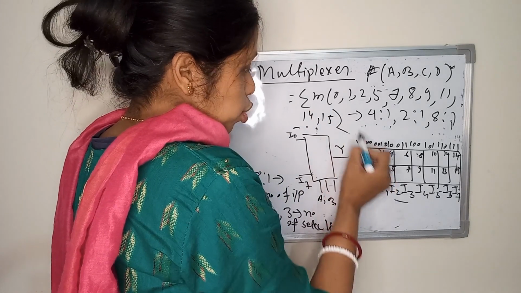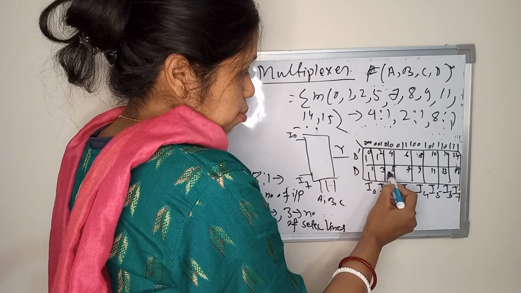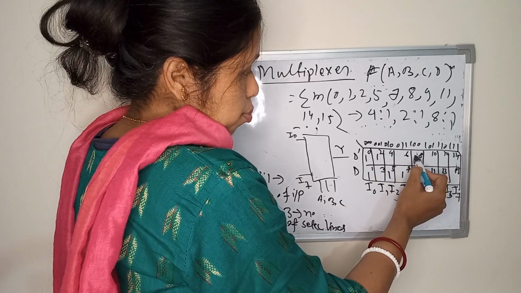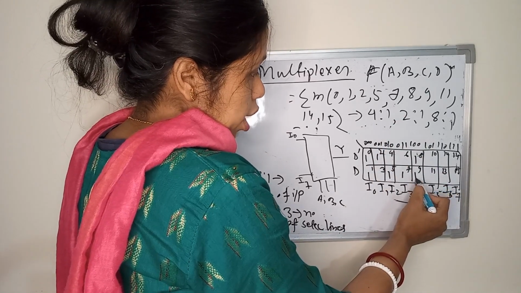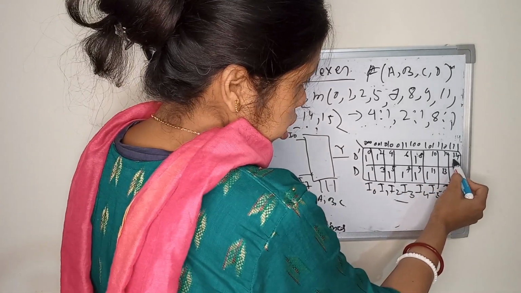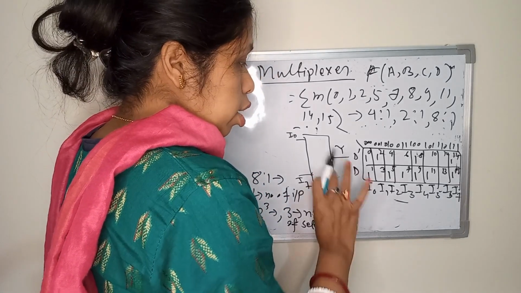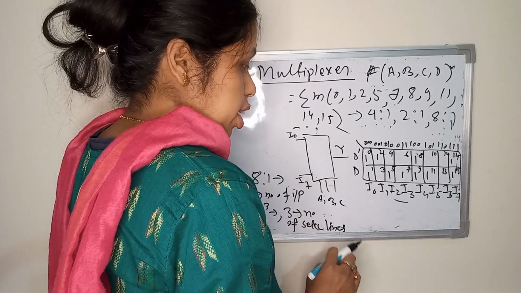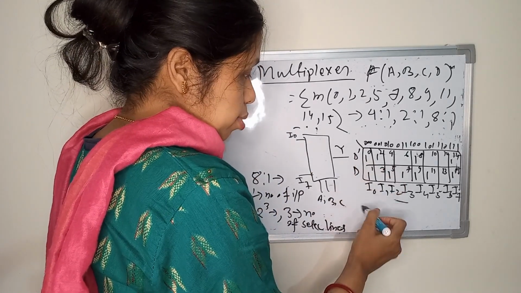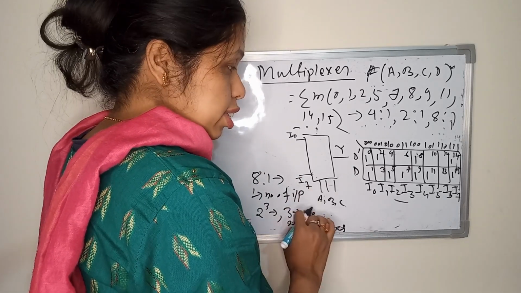So here I'm putting 1 for m1, m2, m5, m7, m8, m9, m11, m14, m15. Right, now I'll do some manipulation here. Vertically I have to write something. What I am doing here, you can see A, B, C: these are the three select lines.